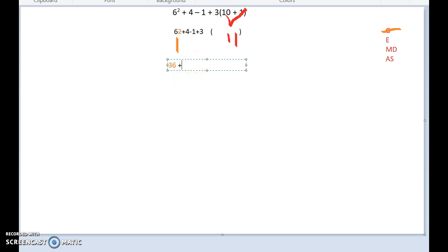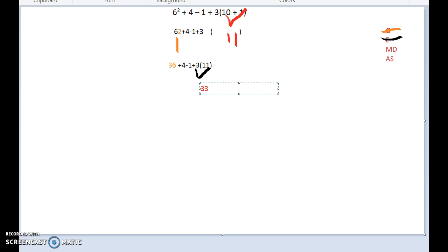We have plus 4, take away 1, plus 3 times 11. And what I like to do is make sure I know what all I have. I have a plus, a minus, a plus, and a times. We've done our exponents. We now have multiplication and division. It's right here. I see it. 3 times 11. So 3 times 11 is 33.